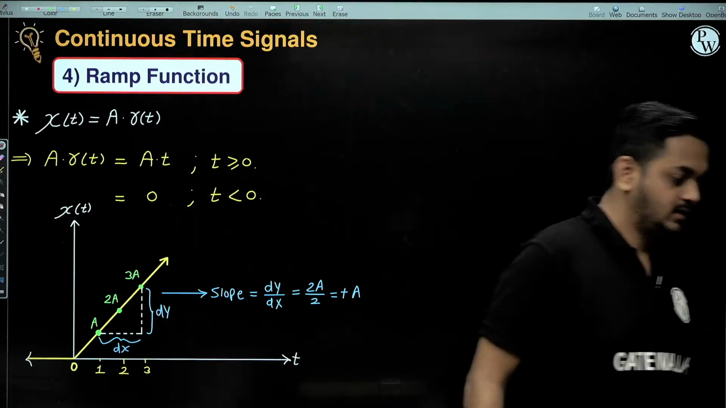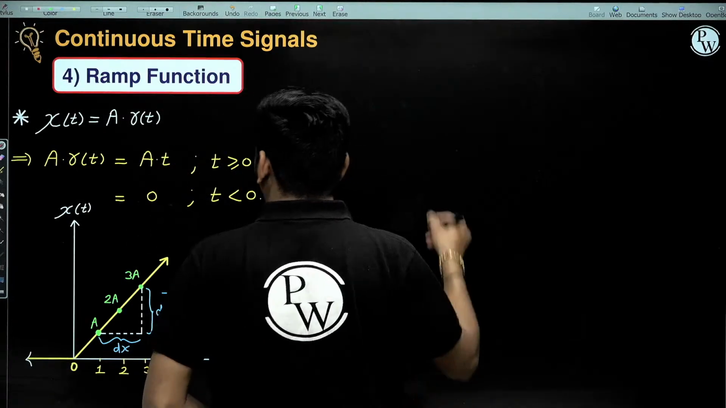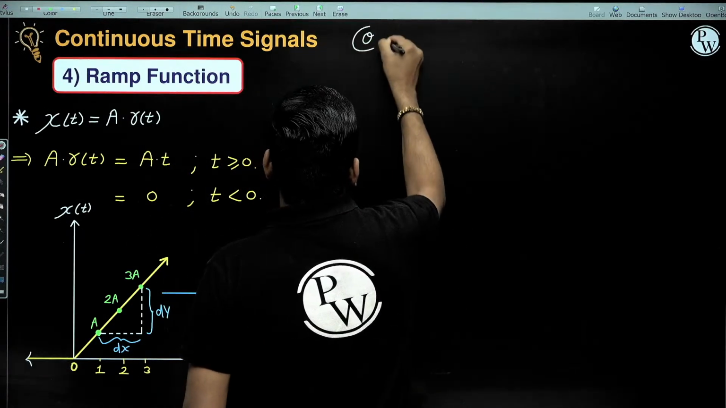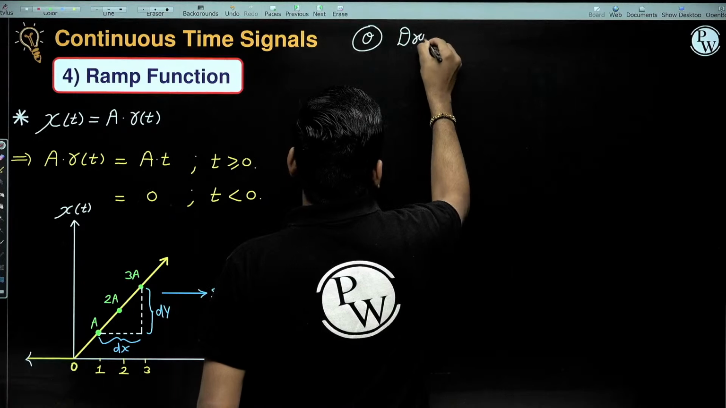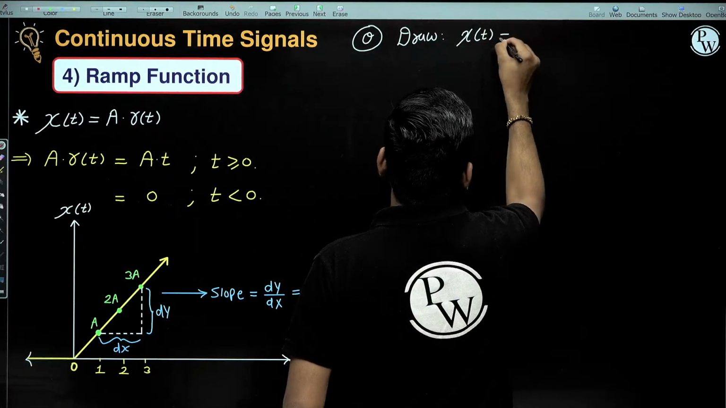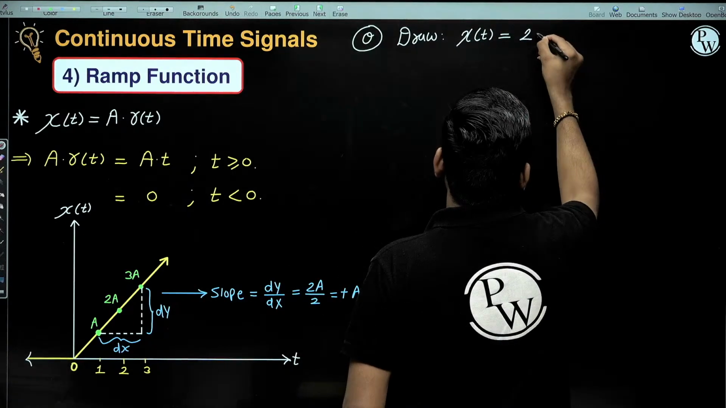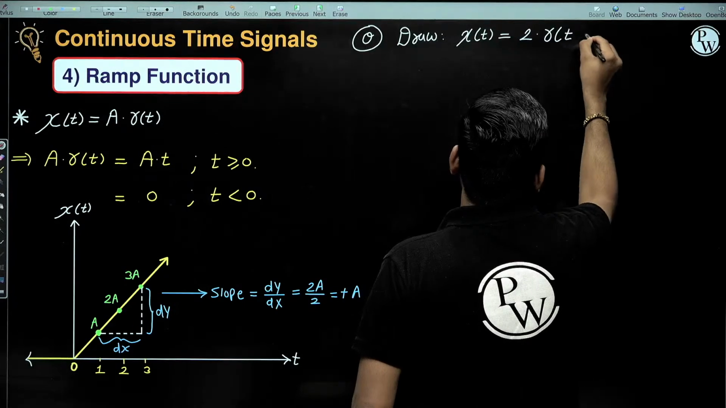Okay, now let us continue guys. Suppose he wants to draw x of t is equal to 2 into r of t minus 3.